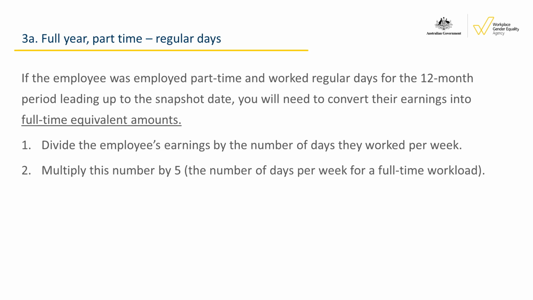If the employee was employed part-time and worked regular days for the entire 12-month period leading up to the snapshot date, you will need to convert their earnings into full-time equivalent amounts. To do this, you would divide the employee's base salary or total remuneration earnings by the number of days they worked per week. Multiply this number by 5 to calculate the full-time equivalent base salary and total remuneration amounts.